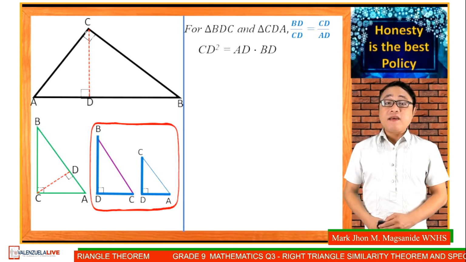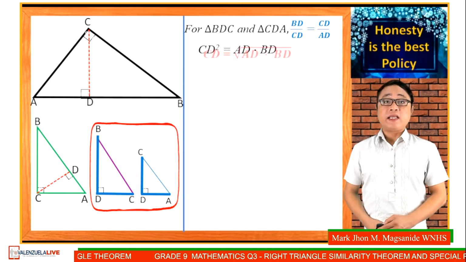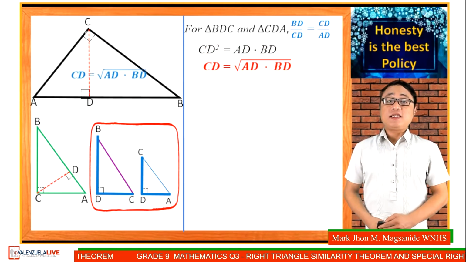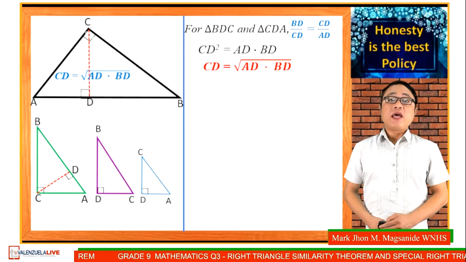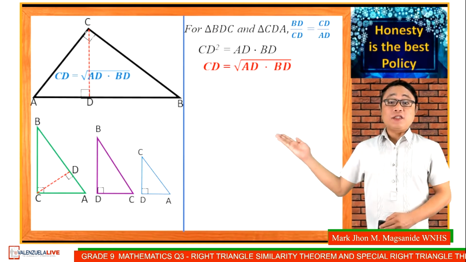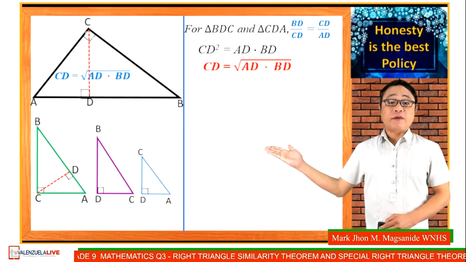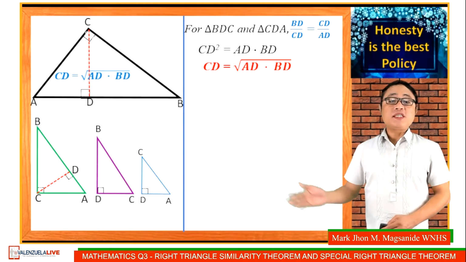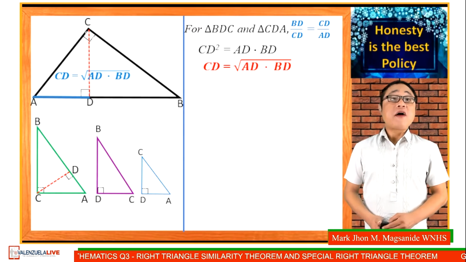Get the positive square root of each side. CD is equal to the square root of AD times BD. So, the altitude is the geometric mean of the two segments of the hypotenuse.